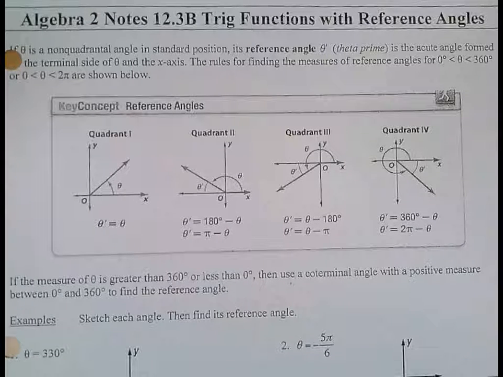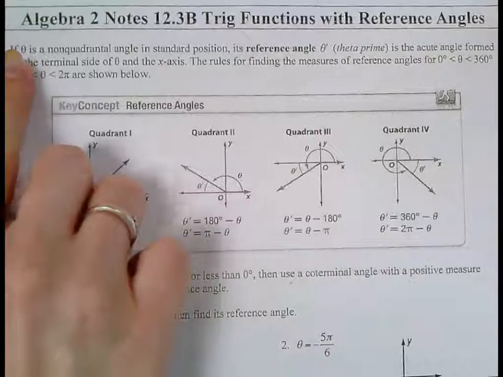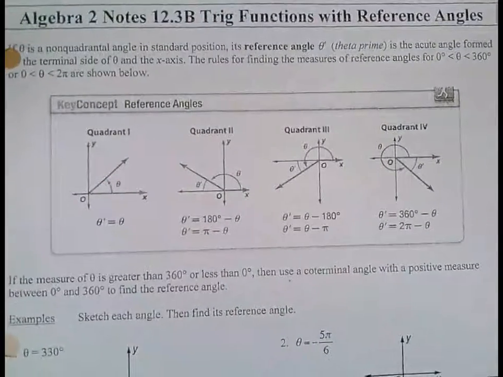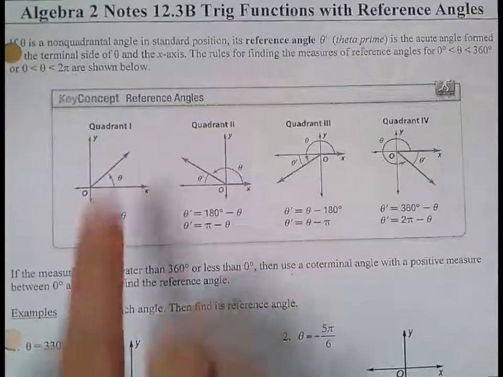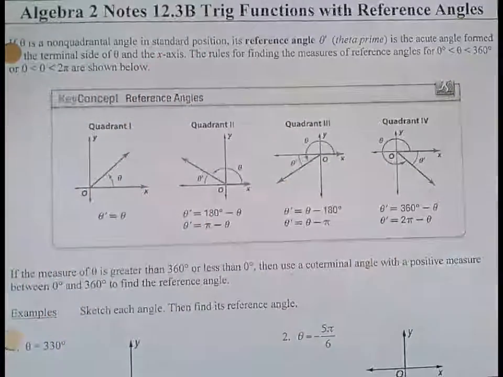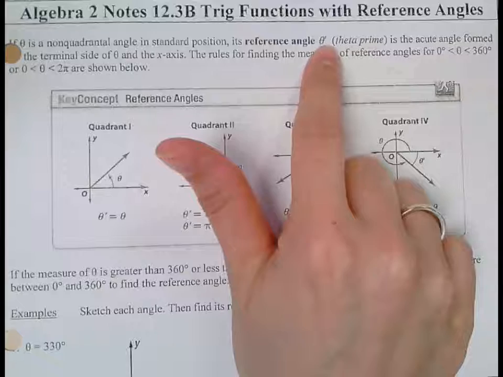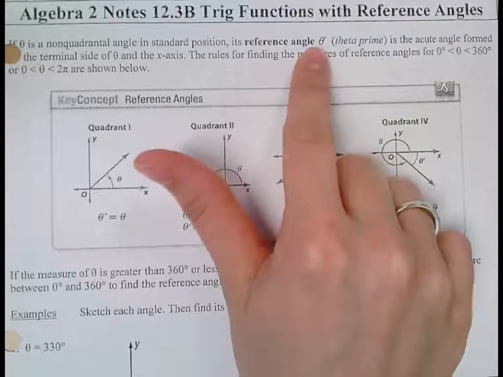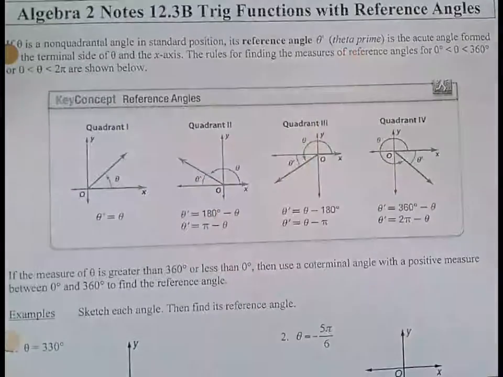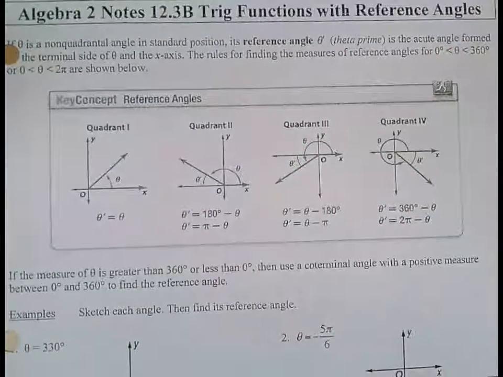All right, so we have on here that we're finding trig functions again with reference angles. If we have an angle theta, and it's a non-quadrantal angle, meaning it's not on one of your axes, in standard position, its reference angle, which we notate as theta with an apostrophe but read as theta prime, is the acute angle formed by the terminal side of theta and the x-axis.